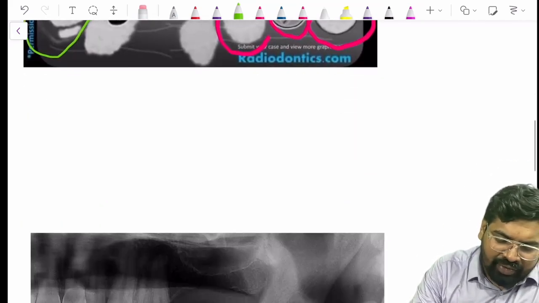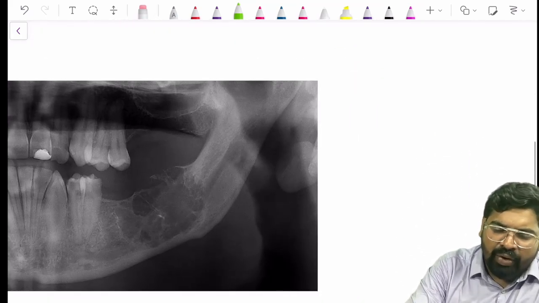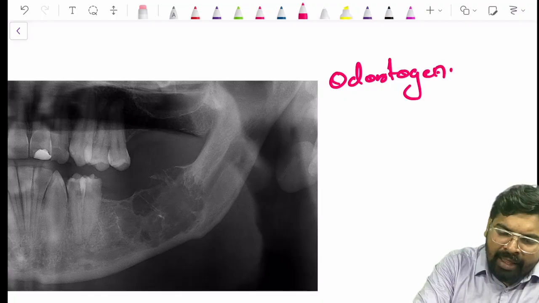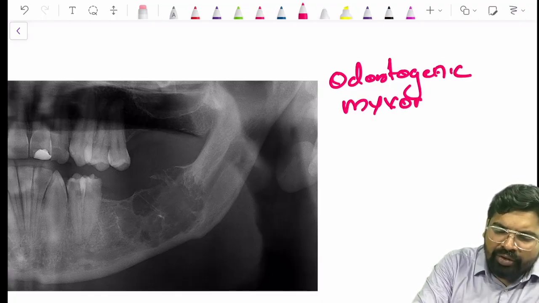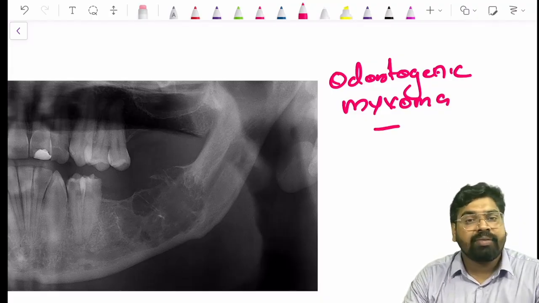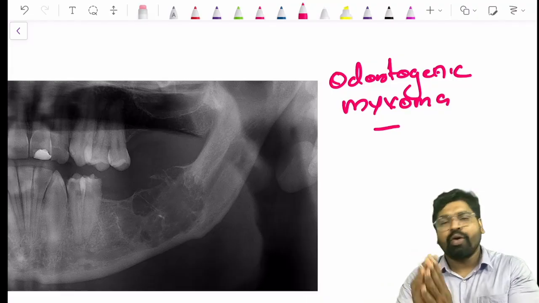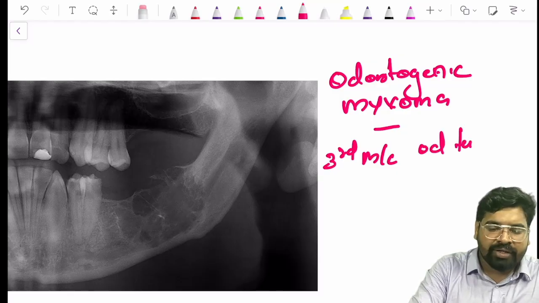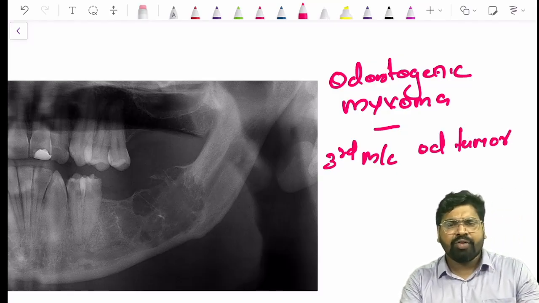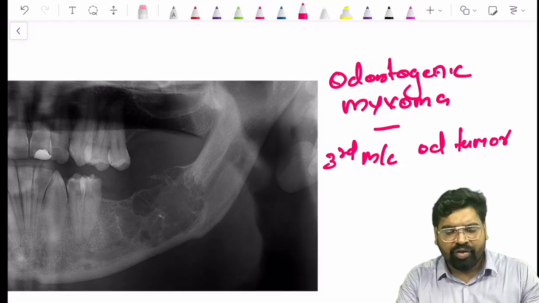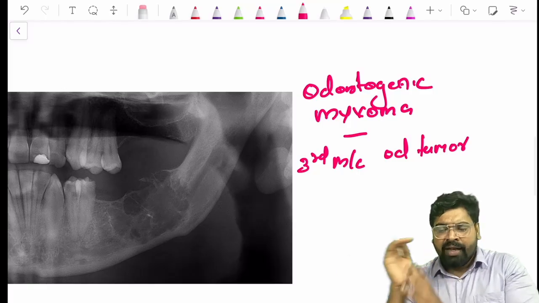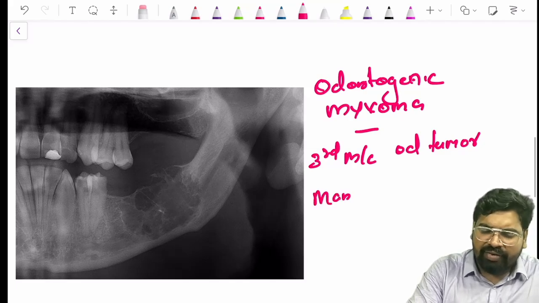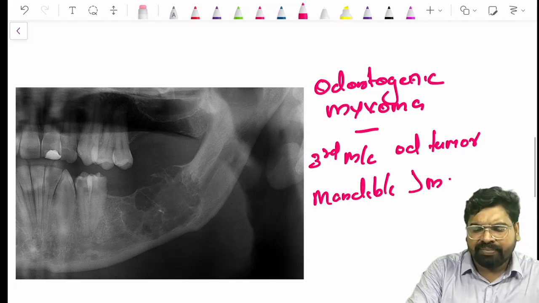Another thing I would like to discuss is odontogenic myxoma. The importance of odontogenic myxoma is that it is the third most common odontogenic tumor. First comes your odontoma, second comes your ameloblastoma, and third comes your odontogenic myxoma. The peculiarity is that it mostly comes in the mandible, favoring the mandible more than the maxilla.